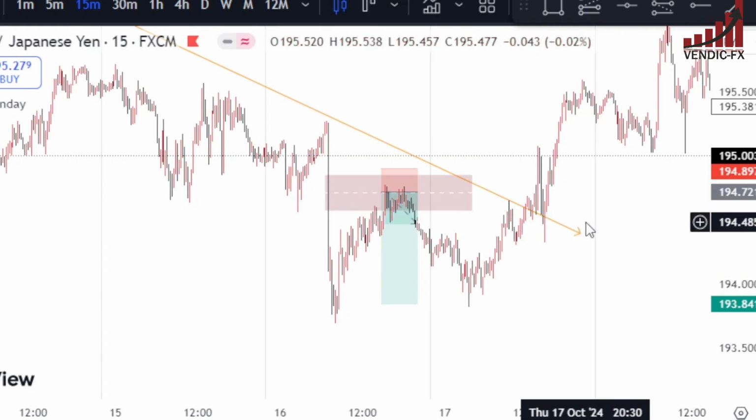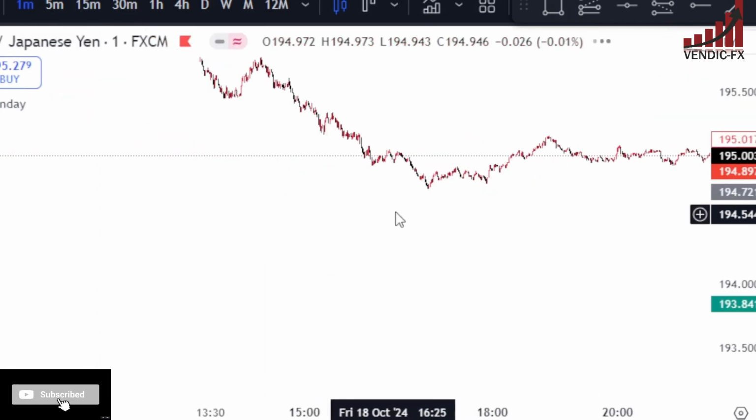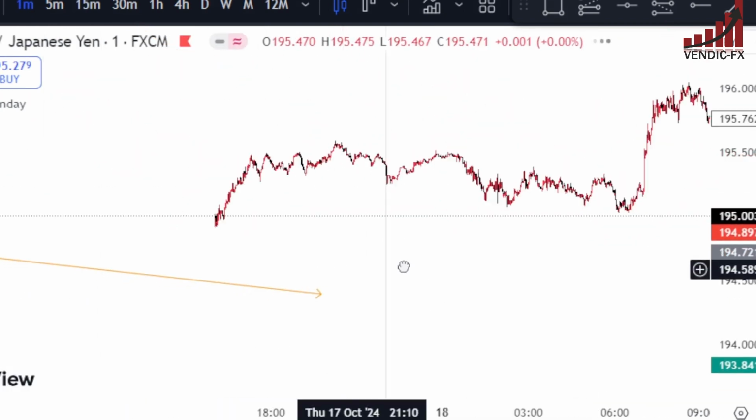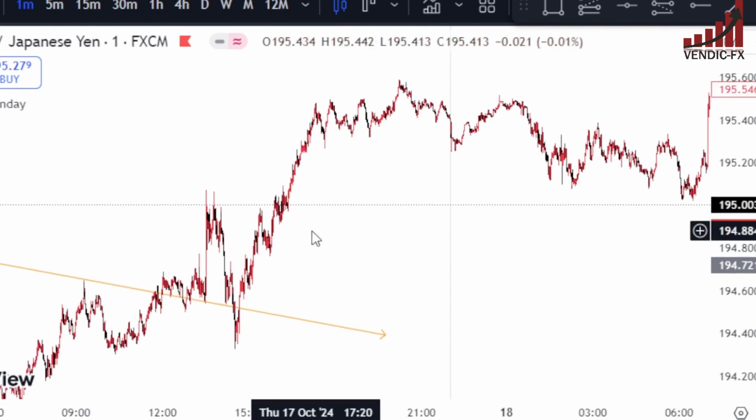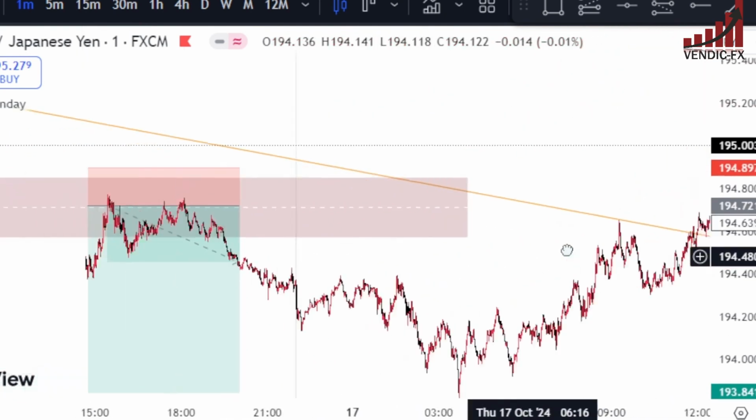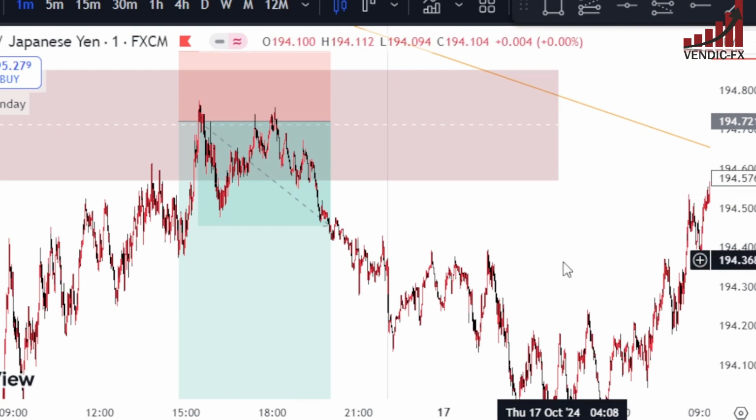So this is how to get a justified entry. Let's say from this block, this is 5 minutes. Let's go to 1 minute. Sorry, because I just used that 15 minutes. Okay, let's go to a 1 minute. All right, so this is the 1 minute.